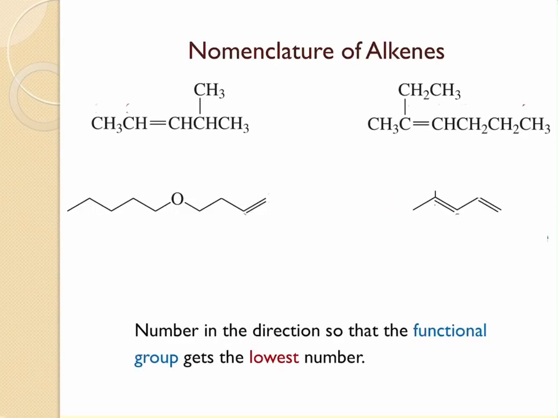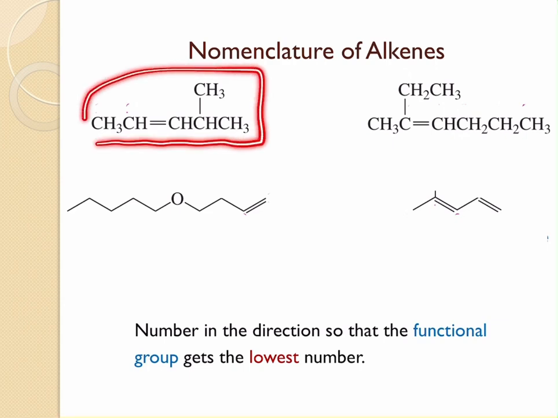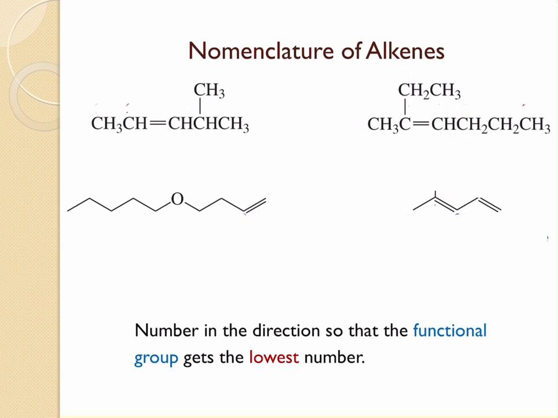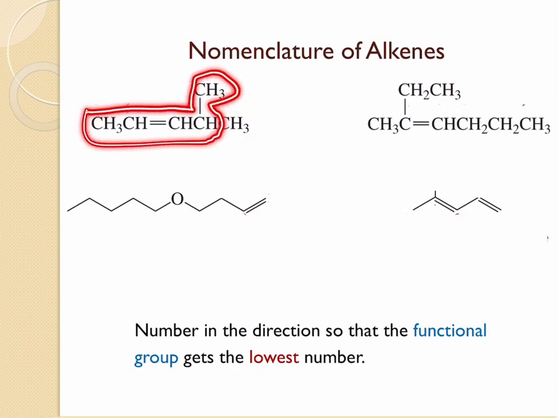Some more examples for the nomenclature of alkenes. Let's take the first example. How are we going to name this compound? The first thing is to find the longest chain. We need to make sure that the double bond is included in the longest chain. So our longest chain is right here, or it can also be this one. Both are one and the same, right?